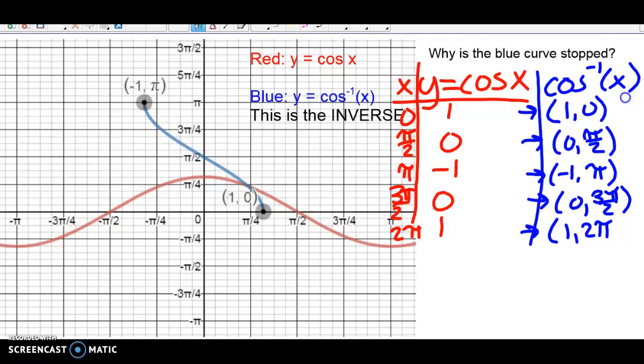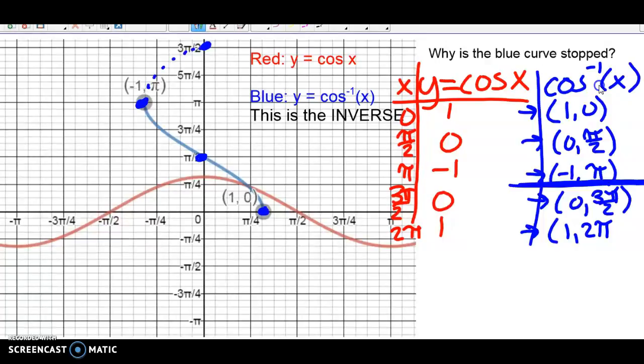Okay? So 1, 0 is this point right here on our graph down there. 0, pi over 2 is right on our y-intercept. Negative 1, pi is this point up here. So this is kind of where the graph cut off, because watch what would happen if I graphed 0, 3 pi over 2. It would be way up here. Now I have something that's not even a function.